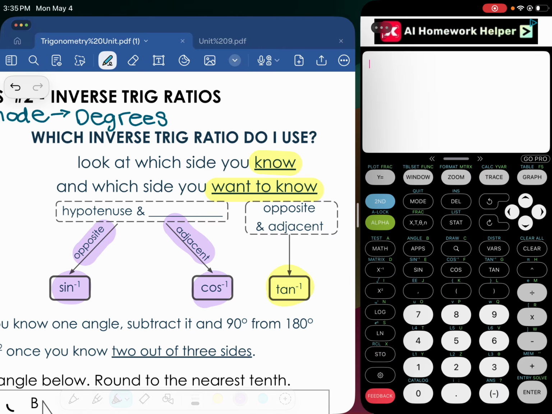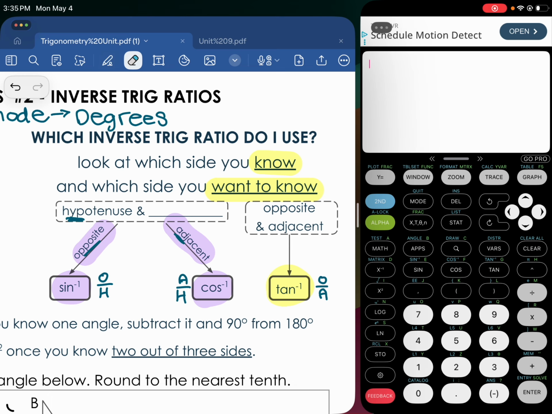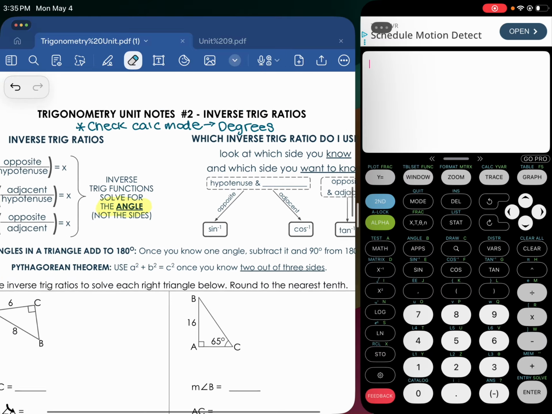And again, that just tracks back to what we talked about in video 1. Sine is opposite over hypotenuse, so you need the opposite and the hypotenuse. Cosine is adjacent over hypotenuse, so you need the adjacent and the hypotenuse. And tangent is opposite over adjacent, so you need everything but the hypotenuse, basically. That's really how you decide. It's not that hard. If you know the trig functions from yesterday's notes, it's the same thing. You just have to decide which one you're going to use based off of the sides that you have and need to know.